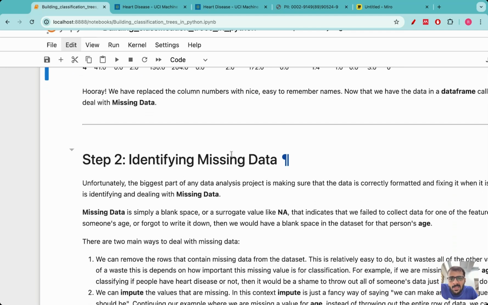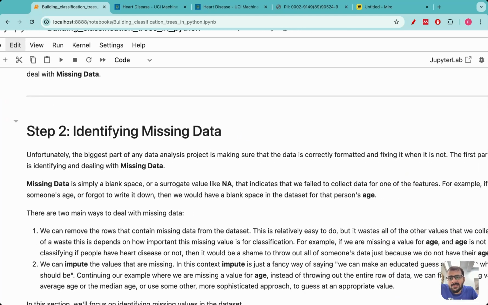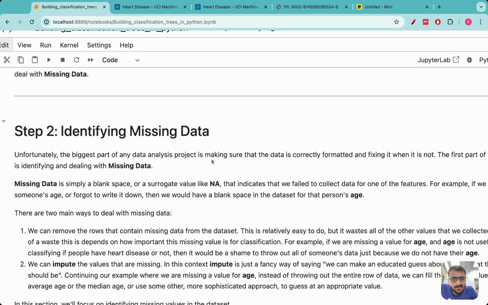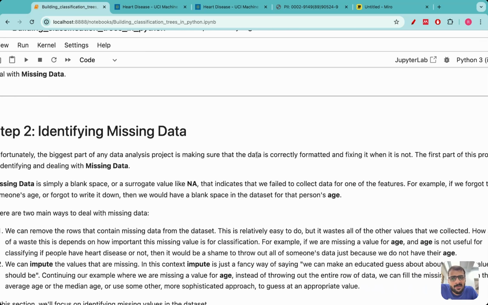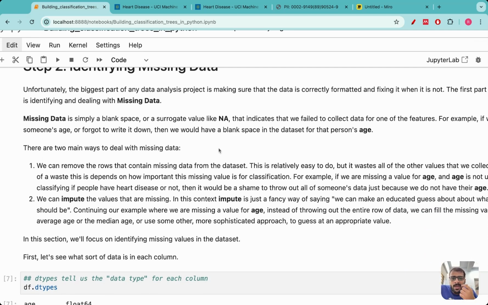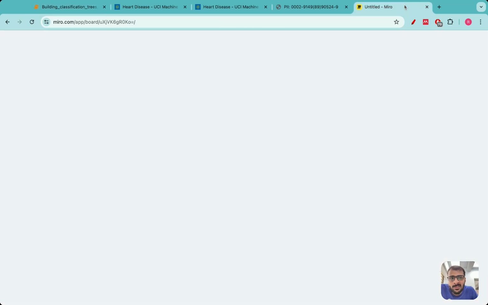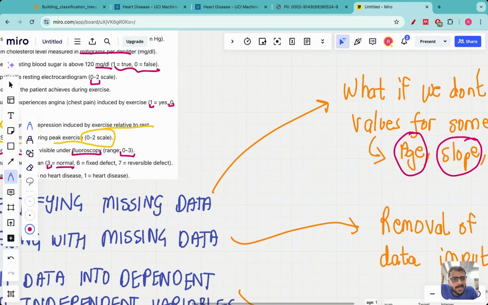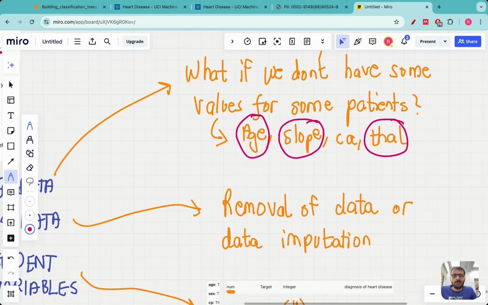So step 2 is identifying missing data, and as Joshua has also written here, the biggest part of any data analysis project is to make sure that data is correctly formatted. So we have to deal with missing data. First, we have to identify missing data. Once we identify missing data, there are usually two ways to deal with it. The two ways are that we either remove the data for that particular patient. So, if for one patient some data attributes are not collected, we either remove the data, which is of course the easy way out, but also the lazy way out.